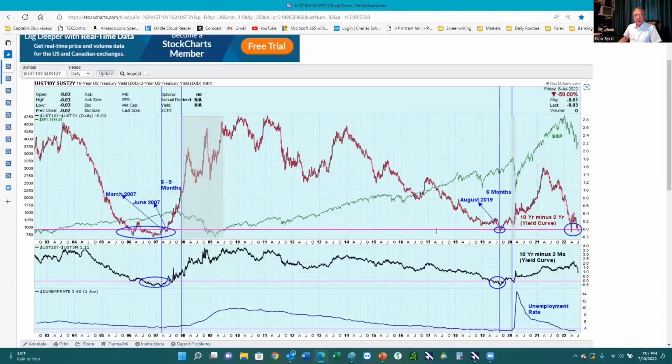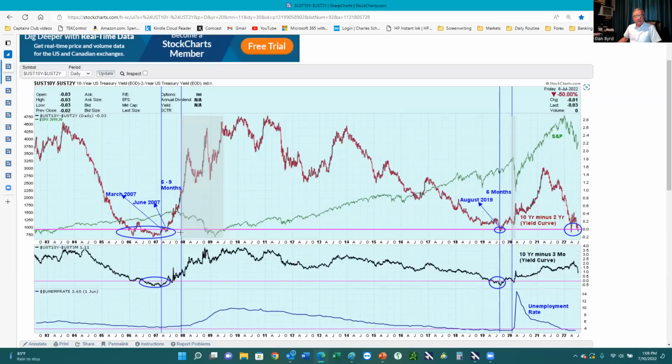At any rate, this gives you some historical context, and that's what I like about charts and the data. It gives you a visual and a historical representation of what's going on. So we can see back here in 2008.